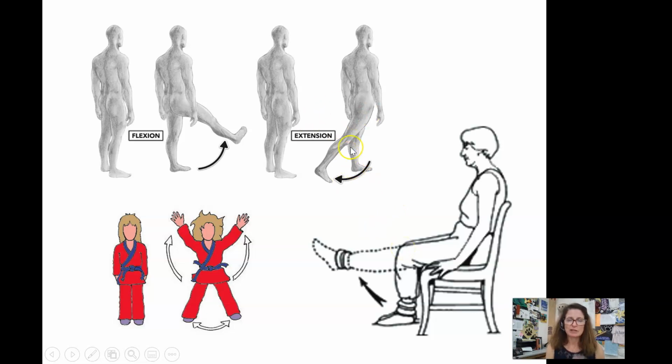If you need me to demonstrate this for you, just let me know. Looking at this person here, last quick question: are they going through abduction or adduction? They're going away from the midline of the body, so this is abduction.